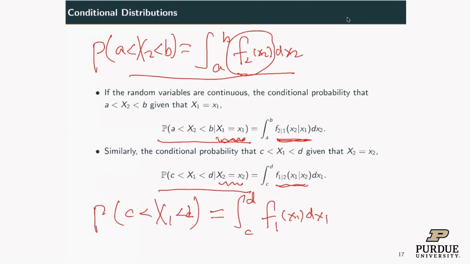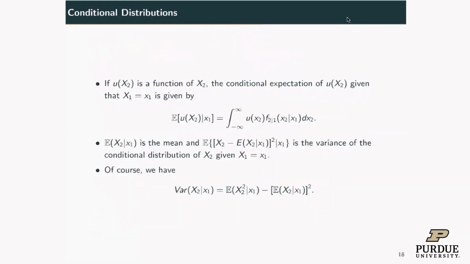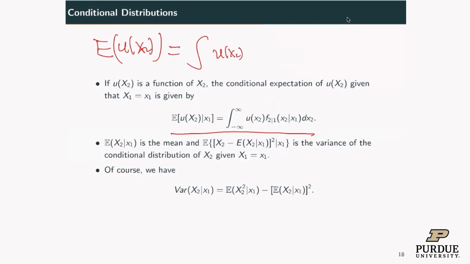So conditional PDF is used for calculating conditional probability. Conditional expectation. If u(x2) is a function of x2, the conditional expectation of u(x2) given that x1 equal to little x1 is given by this formula. So very similar argument. Expected value of u(x2). This is what we did last time. This is u(x2) f2(x2) dx2.